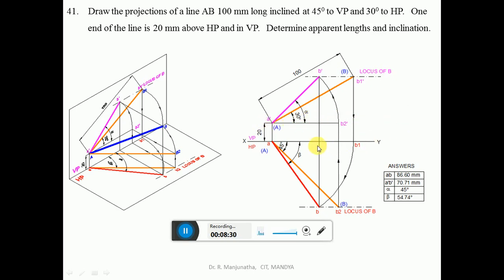Consider any point and draw a vertical line here. End A is above HP by 20 mm, so this point is going to be A dash. And end A is in VP, so you are going to get small a in the XY line in the top view.